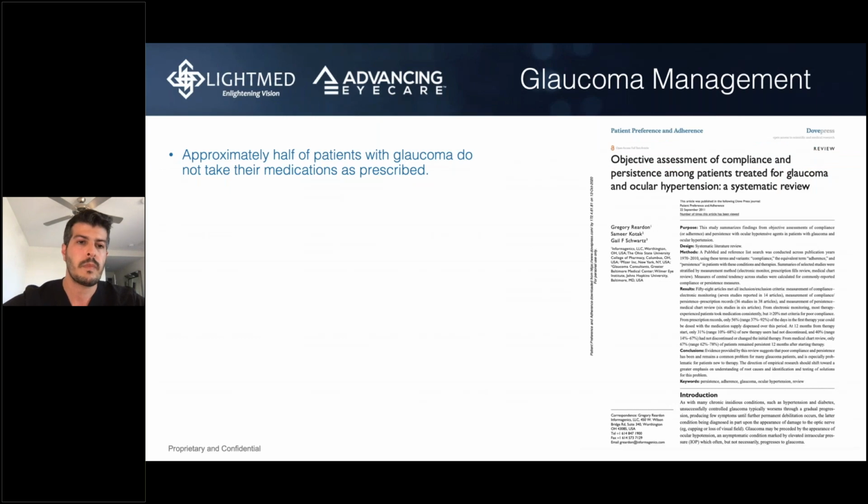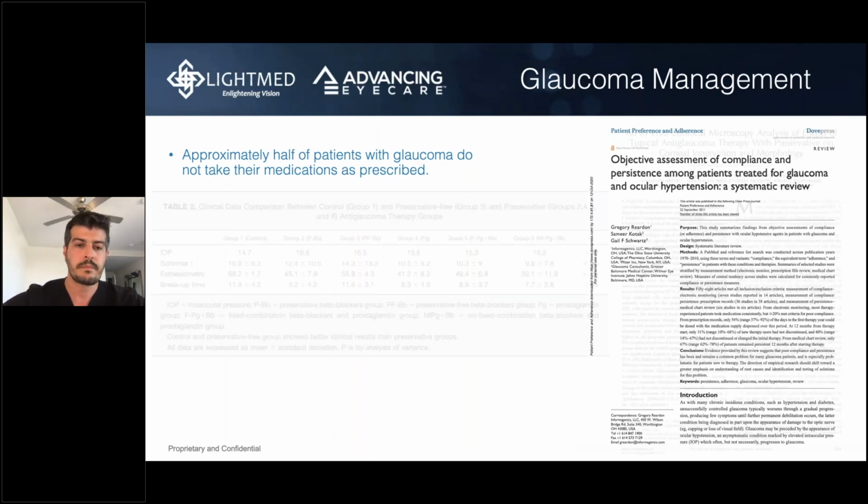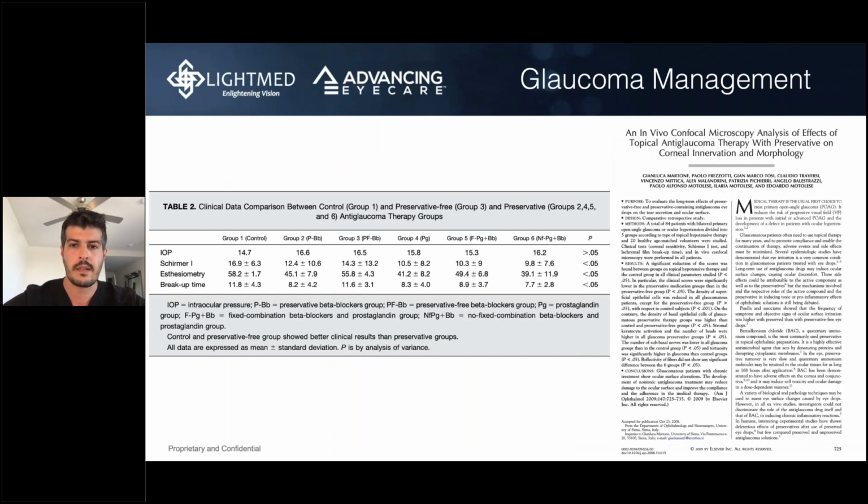Now, what if we prescribe eye drops? It has been extensively researched that half of patients with glaucoma do not take their medications as prescribed. So it's one of those things where if they take the medicine, they're probably going to be dealing with the side effects, and they're going to be calling our eye offices. And half of them don't even take it the way they're supposed to, and that's obviously not ideal either.